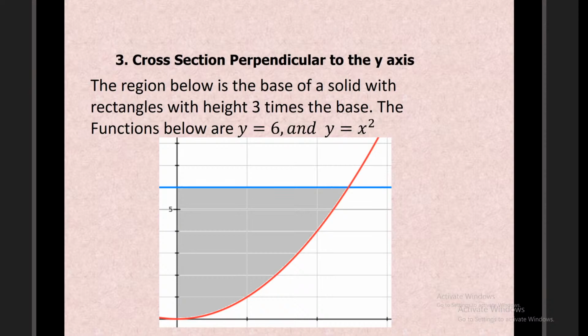The last kind of question I want to look at that didn't show up in the notes is what if you have a rectangle? We hadn't looked at rectangles. We had looked at both kinds of triangles, squares, and semicircles. But what if we do rectangles? Now, this one has rectangles with heights that are 3 times the base. We have two functions, 6 and x squared. It's the shaded region below, so we start at 0 here.